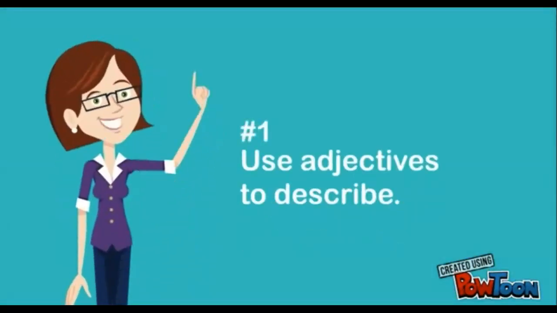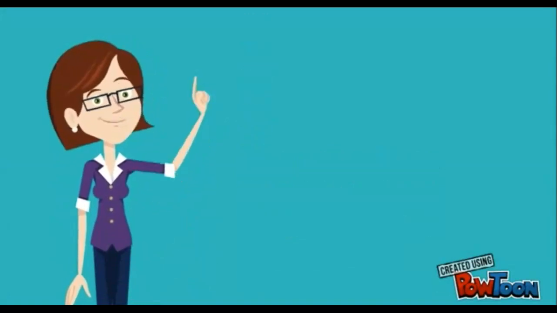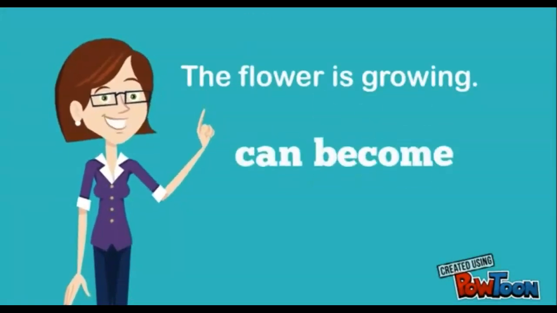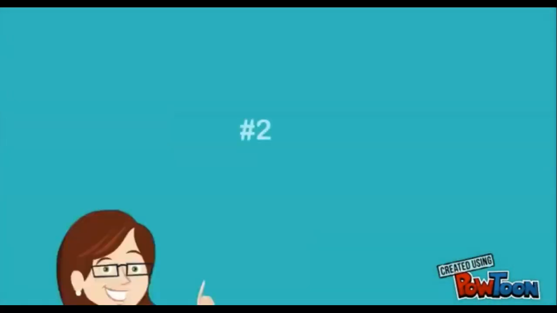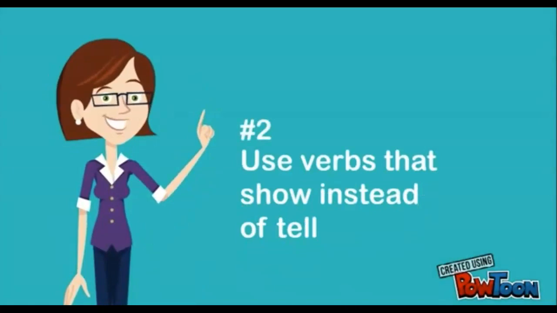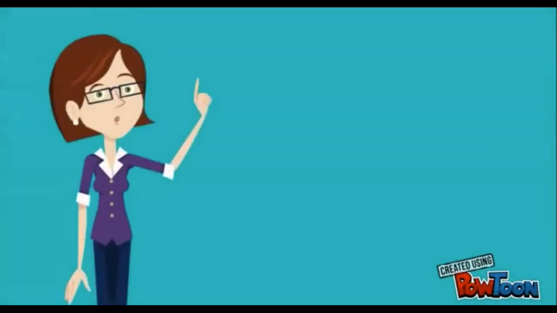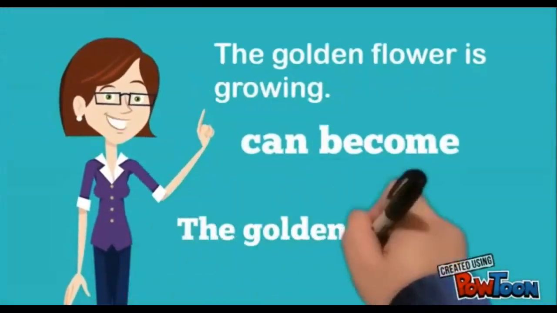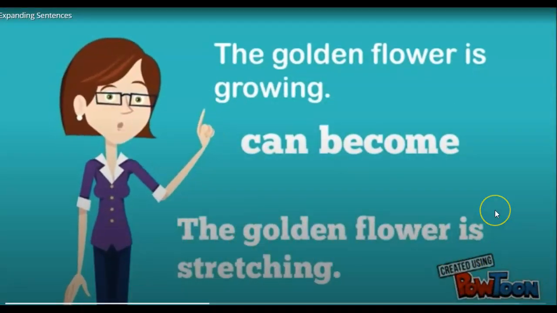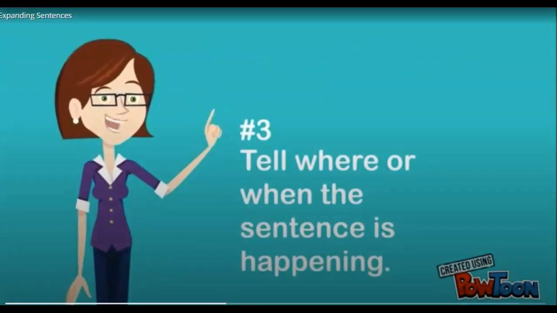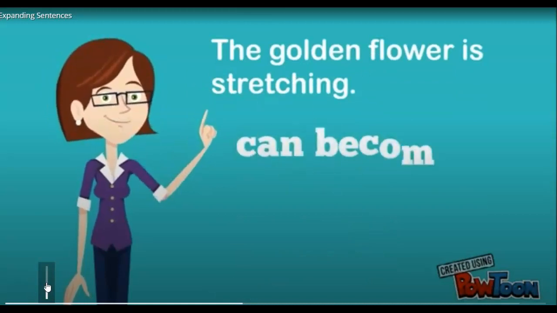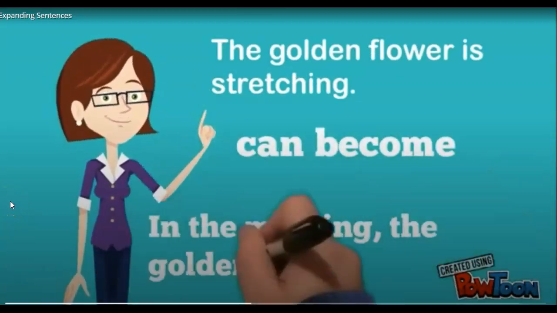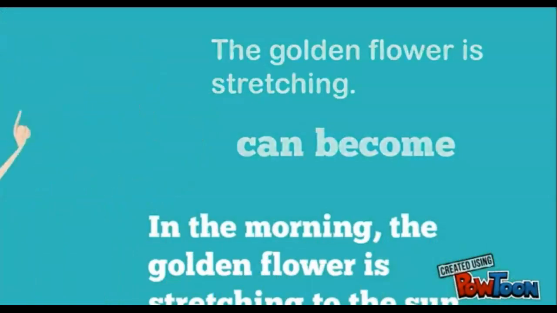Number 1, use adjectives to describe. The flower is growing can become the golden flower is growing. Number 2, use verbs that show instead of tell. The golden flower is growing can become the golden flower is stretching. Number 3, tell where or when the sentence is happening. The golden flower is stretching can become in the morning the golden flower is stretching to the sun.